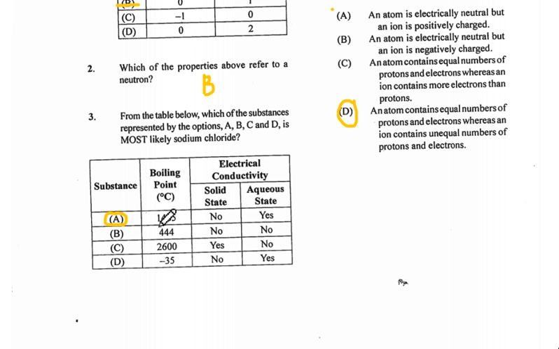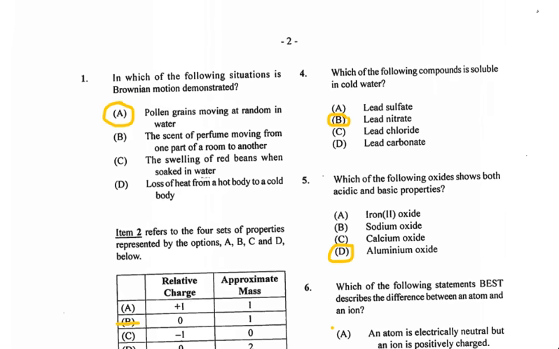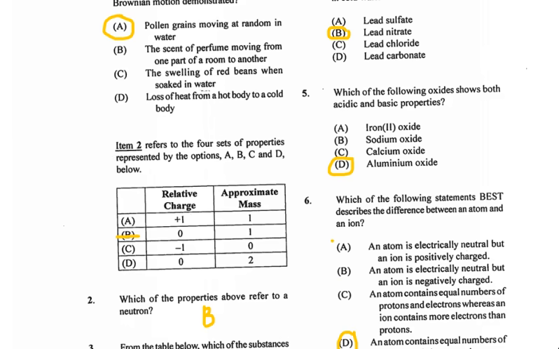So we have 1465, and for the solid state, no, and for the aqueous state, yes. So this one is a repeat as well, guys. Number 4. Which of the following compounds is soluble in cold water? So we have lead nitrate. All right. Number 5. Which of the following oxides shows both acidic and basic properties? So we have aluminum oxide.